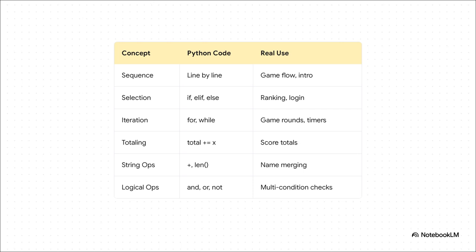You've got sequence, which creates the step-by-step flow of a game. You've got selection, which handles all the decision-making for things like ranks and passwords. And you have iteration, which runs the game rounds and counts up the score. Every single block we've talked about has a really important job.